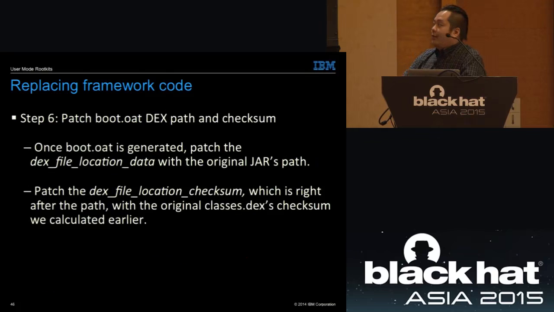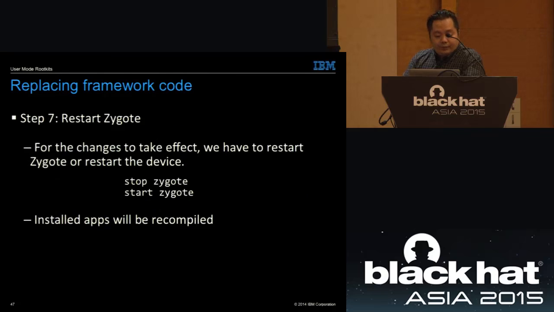Now, if all that was successful, we need to take that boot.out again, because we have to patch the path and the checksum in the dex file location data and in the dex file location checksum. After we have patched it, we push it again into the device in its original location. Then for the changes to take effect, we have to restart Zygote or restart the device. You can do this by using the following command: stop zygote, then start zygote.